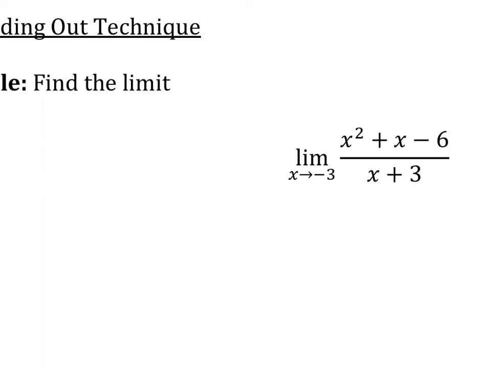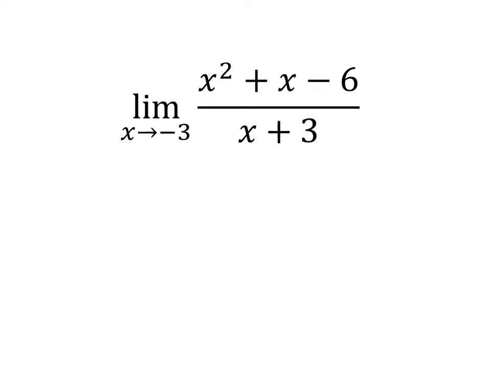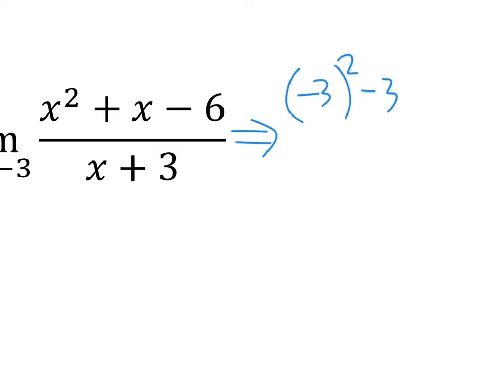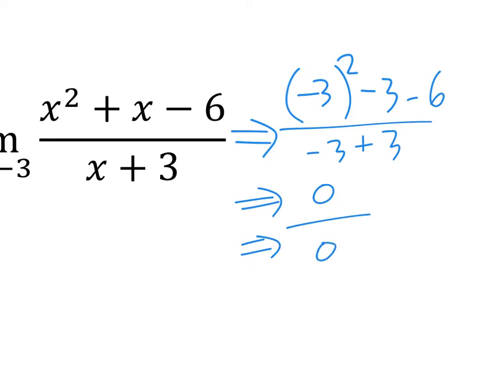Okay, so we're looking at just one function at a time. Let's look at this function. The first thing you do with any limit is you do what? Plug it in. Okay, yeah, so let's plug it in and see what happens. -3 squared minus 3 minus 6 over -3 plus 3. We end up with 0 over 0.